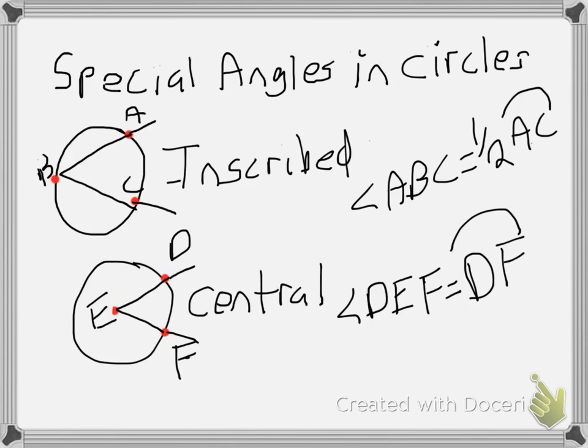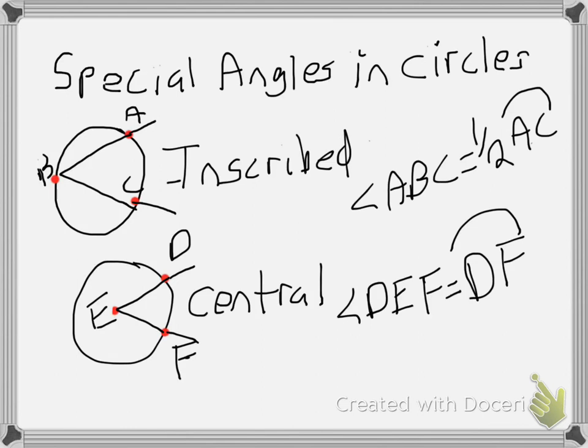We'll talk about a major arc in a little bit here. But the important thing to remember for this part of the video is that an inscribed angle ABC is equal to 1/2 the arc that it cuts. So in this case, it's arc AC. If I told you that angle ABC was 30 degrees, you could tell me that arc AC is 60 degrees.